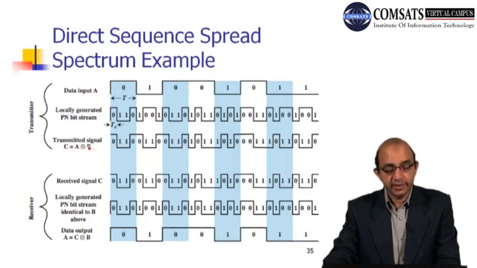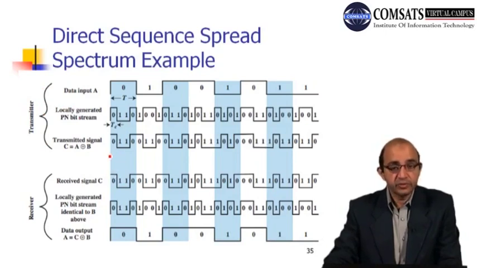C is equal to A XORed with B. A is the input data and B is the locally generated PN bit stream. This is on the transmitter side, and the transmitter will be sending the signal to the receiver side.